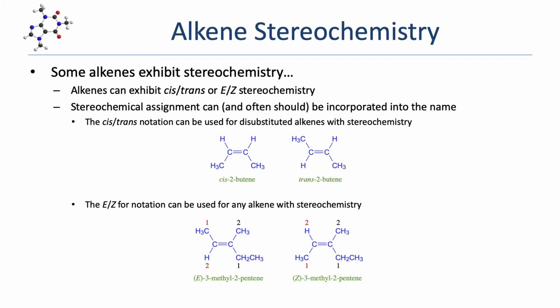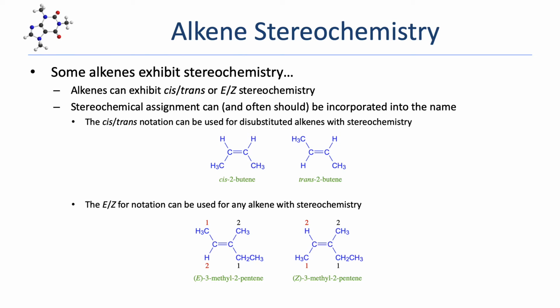Remember that alkenes can have stereochemistry, geometric isomerism. Remember that when assigning stereochemistry to alkenes, we use either the cis-trans or the E/Z system. And the stereochemistry, if there, should really be incorporated into the name of the alkene. Remember that when you have a di-substituted alkene, using the cis-trans notation is perfectly fine. So in this case, we have cis-2-butene, where we have the two methyl groups on the same side, the lower side of the alkene. And here we have trans-2-butene.